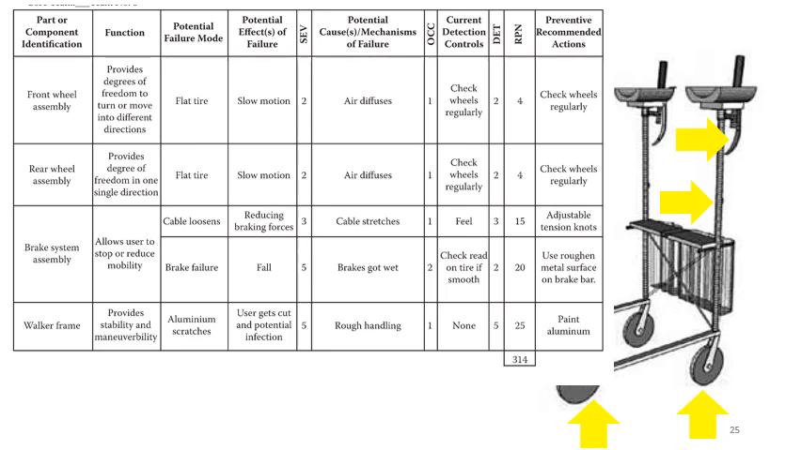And then they're also looking at the front wheel assembly, rear wheel assembly, brake system assembly, and the walker frame. So you can see that in this project they look closely at each part or each sub-assembly to think about what kind of failure might happen. And then using the FMEA worksheet, they follow through each column to finally think about the potential recommended action in the last column.